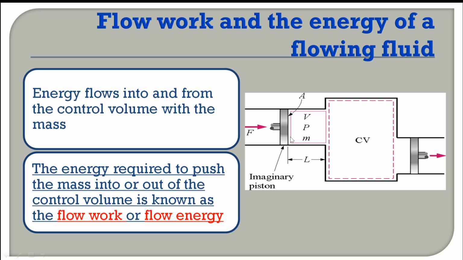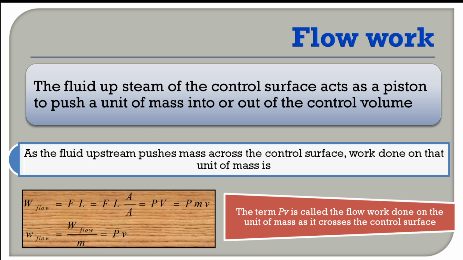If you want to make the mass move into this control volume, we need to apply certain force F on this imaginary piston. Okay. So the area of the piston is A and it should move through L. That mass should move through L, or the piston should come here so that the entire mass of the fluid will get into this control volume. Fine. So that energy requirement is termed as flow work or flow energy. Let us write in the mathematical form.